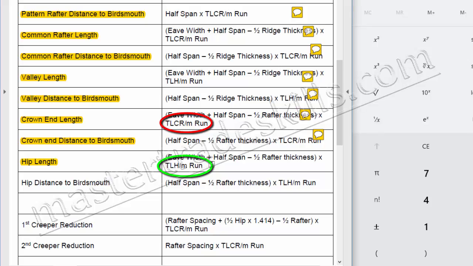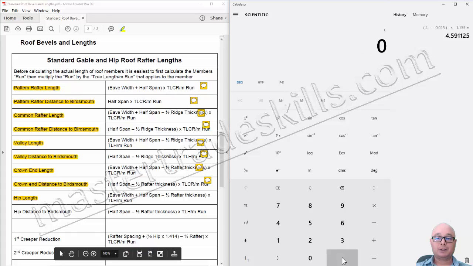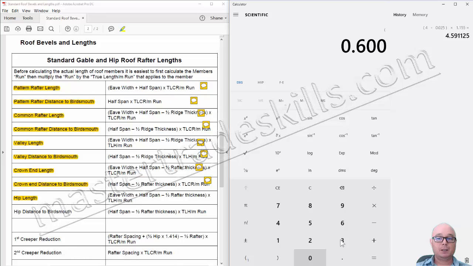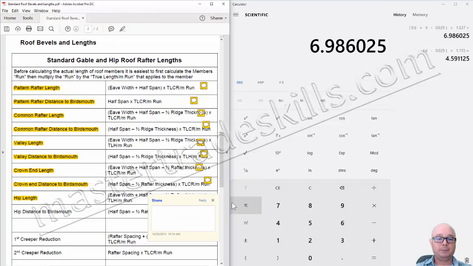So inputting that into the calculator, we start with the brackets, and the eave width is 600 millimetres, which is 0.6 metres, plus the half span, which is again 4 metres, and minus the half rafter thickness, which is 25 millimetres, which in metres is 0.025. Close the bracket. We then multiply that by our true length of hip per metre run, which was 1.527, and equals, and the length of our hip is 6.986 metres. So I'll just sticky note that there, 6.986.